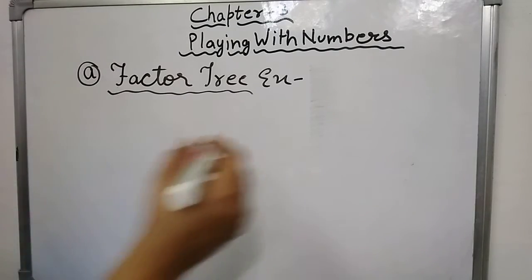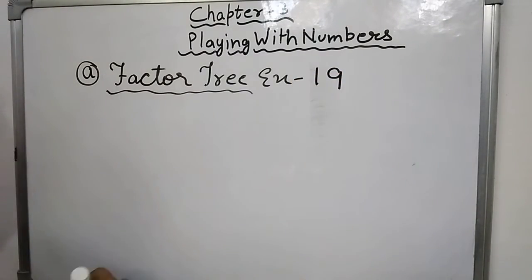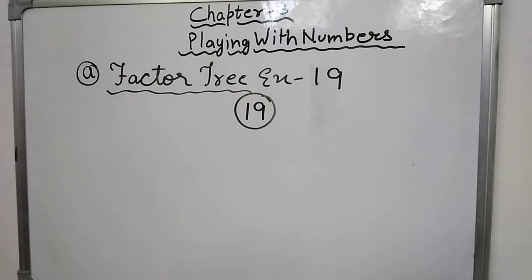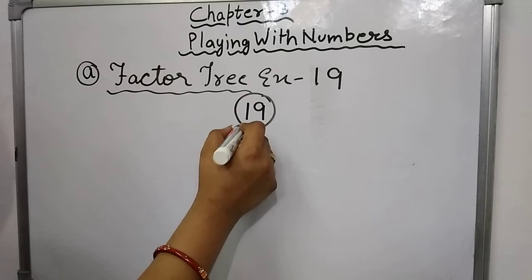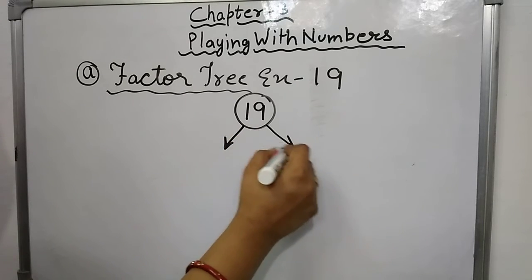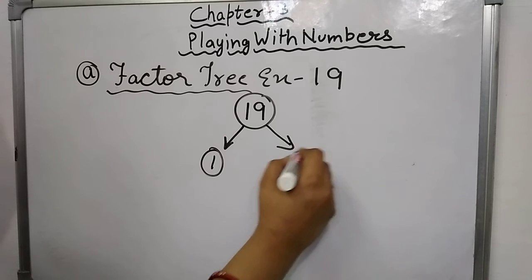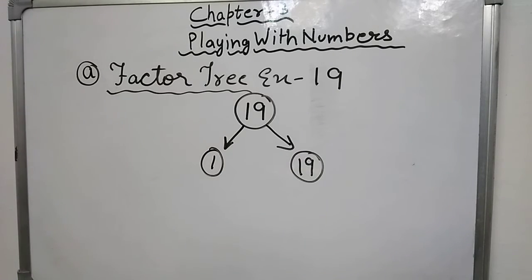Next, for example, I take the prime number 19. So I will write 19 at the top of the tree. Now we know prime numbers have only two factors, 1 and the number itself. So this is the only factor tree of a prime number.